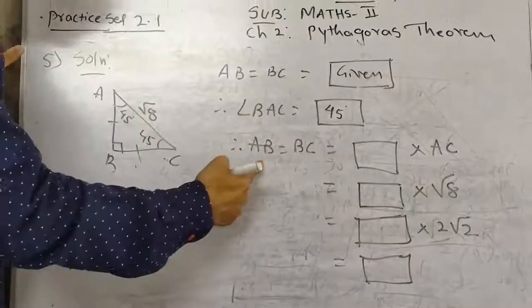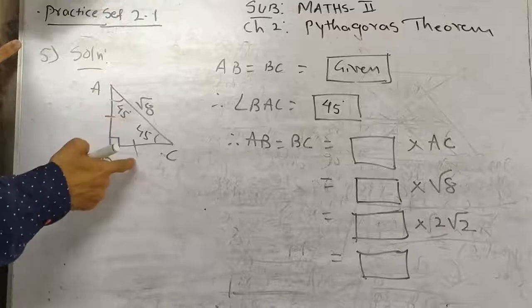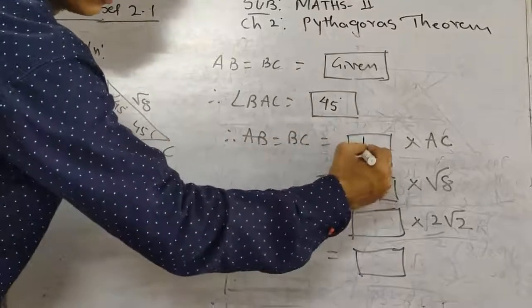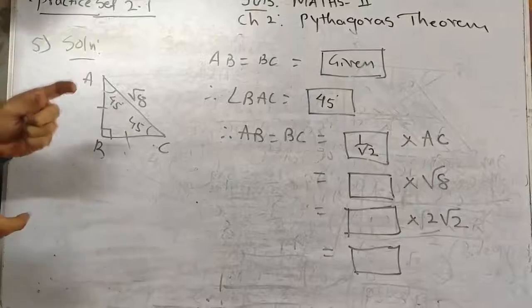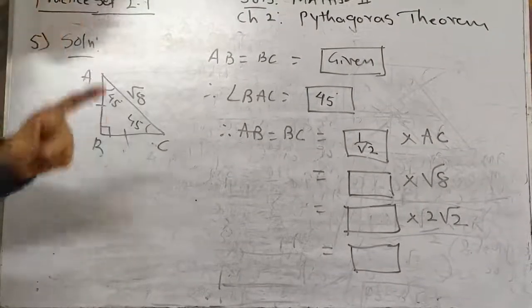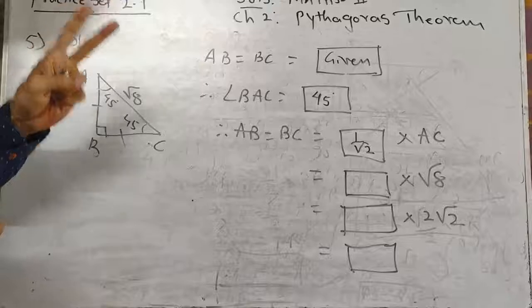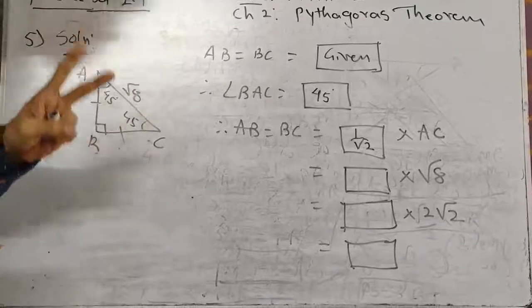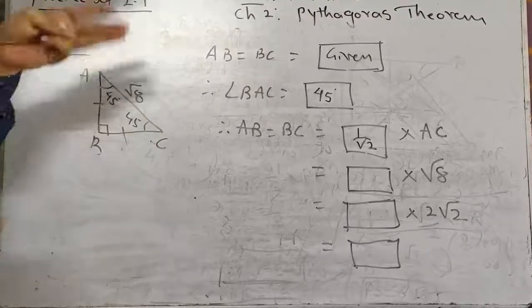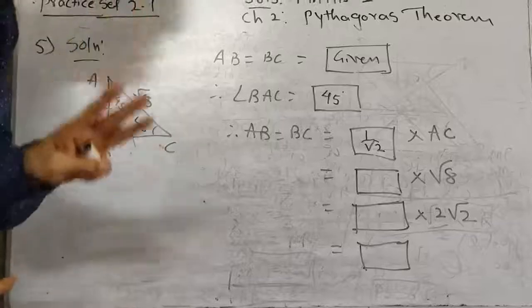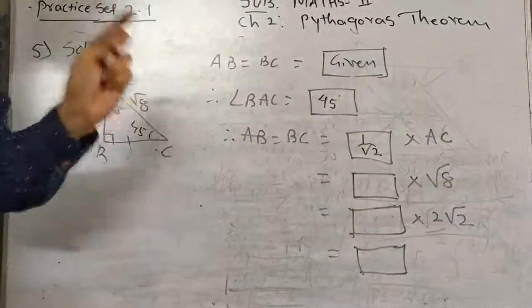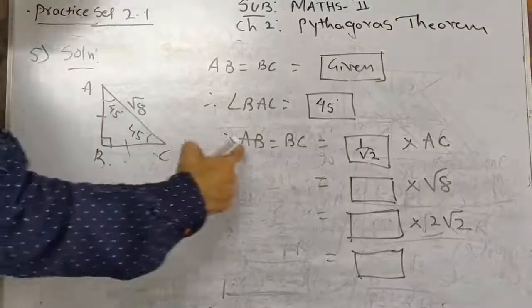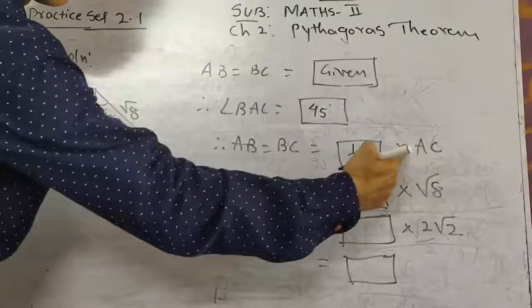So AB equal to BC. Side opposite to 45 is 1 upon root 2 into hypotenuse. As you know very well, the side opposite to 30 degree is half of the hypotenuse. The side opposite to 60 degree is root 3 upon 2 hypotenuse. So the side opposite to 45 is 1 upon root 2 hypotenuse. Okay? These three concepts you have to keep in mind. So AB equal to BC is equal to 1 upon root 2 AC.